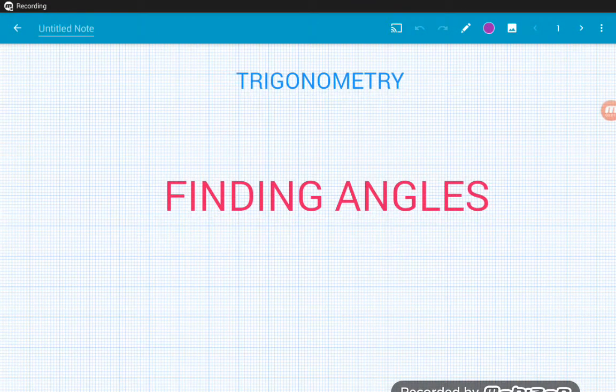Guys, hopefully you've come here from my SOHCAHTOA video. If not, it might be worth checking that out before watching this. So here we're going to be using SOHCAHTOA to find the size of angles inside of right angled triangles.